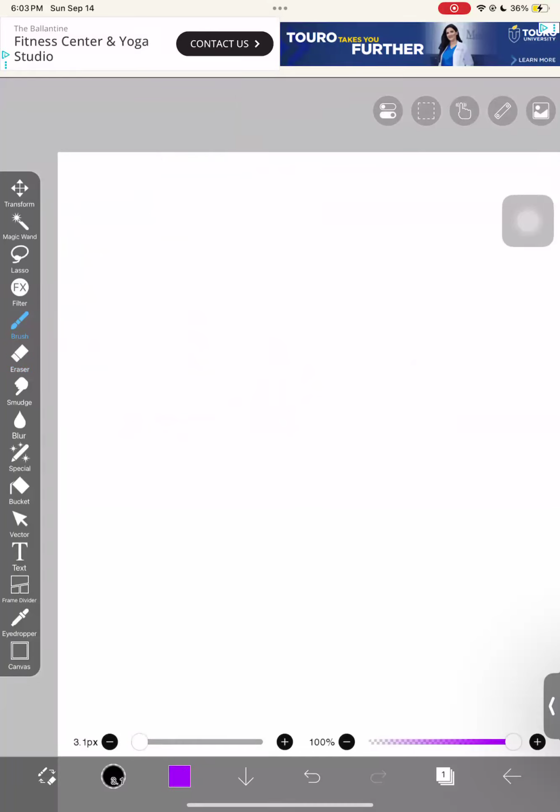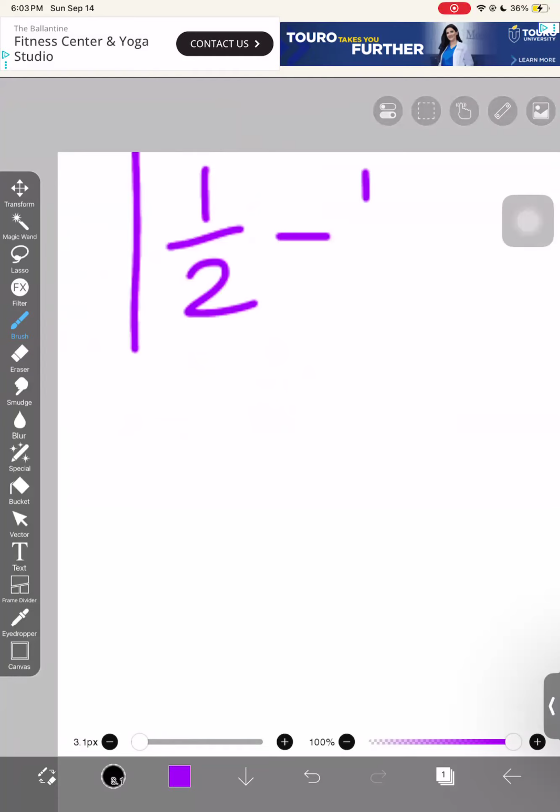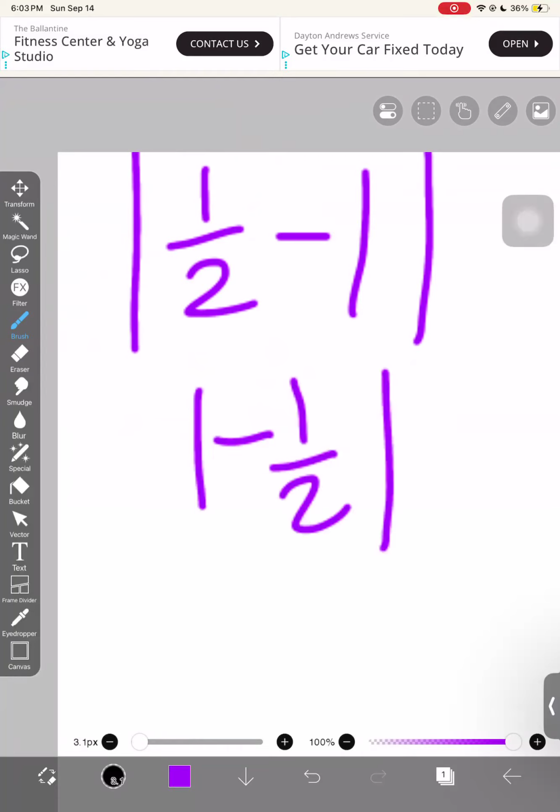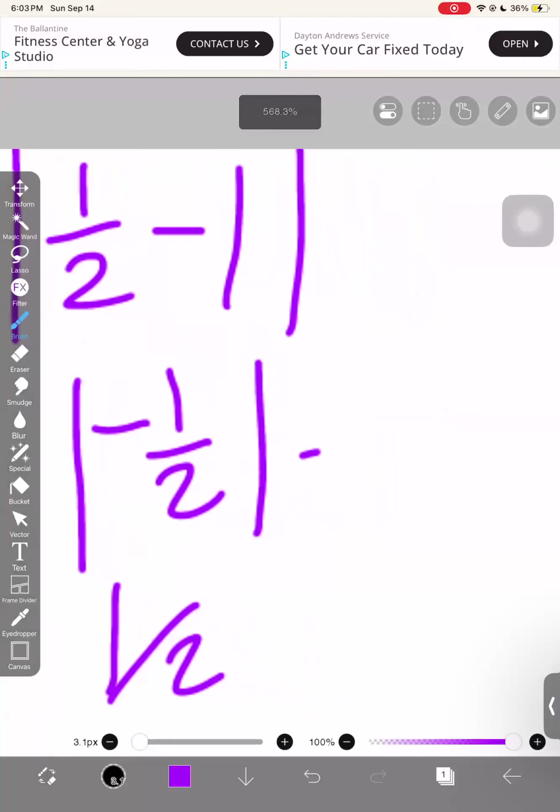We also have something like this. And what I want you to do here is always do everything that's inside of the absolute value. Treat them like they're parentheses. So what is 1/2 minus 1? Well, that is -1/2. Since they're two different signs, we subtract them. 1 minus a half is a half, and keep the sign with the bigger number. Negative is bigger, so it's -1/2. This becomes just 1/2, and that's our answer.